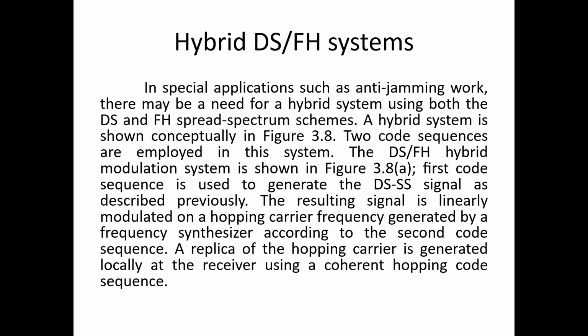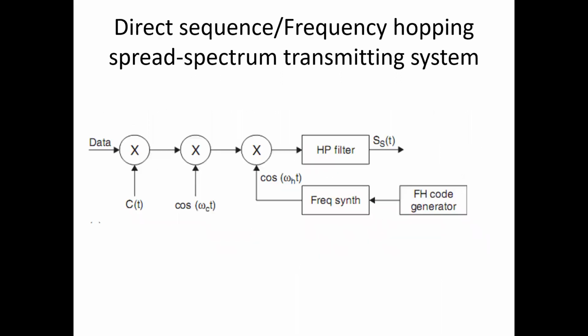You need the FH code. Now, if you mix these two systems, in order to recover any message, you have to have two codes, C of t and the FH code. So the hybrid system will provide more security, but the system again becomes more complex as compared with direct sequence spread spectrum or frequency hopping spread spectrum.